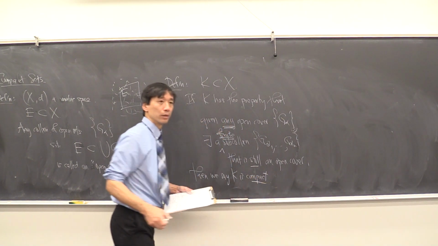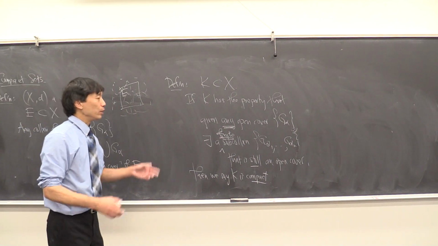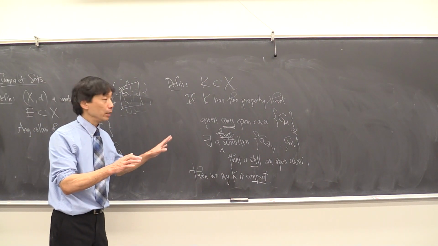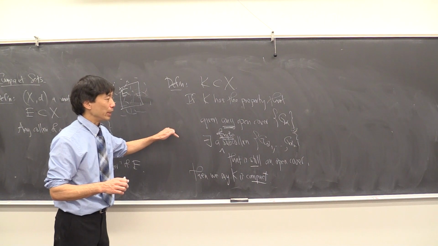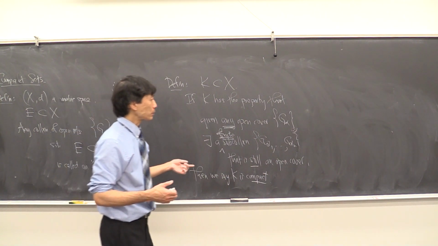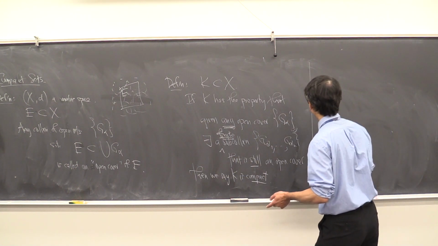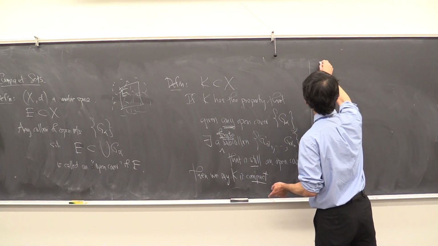So this is a weird one. It says that no matter what open cover you're given, there's going to be a finite subcollection that's still an open cover. Okay. So let's do some examples.